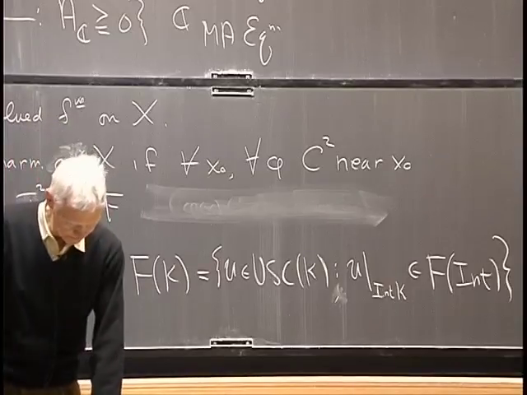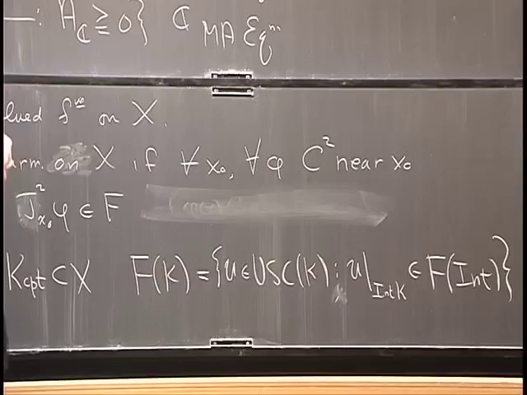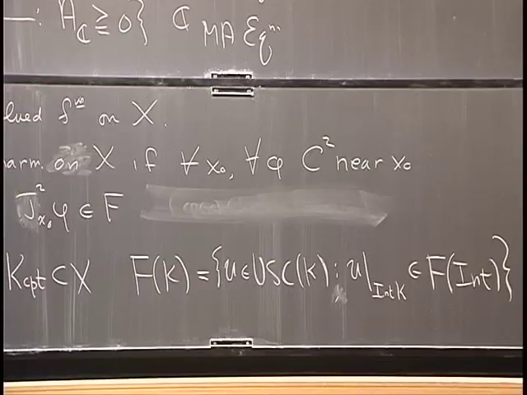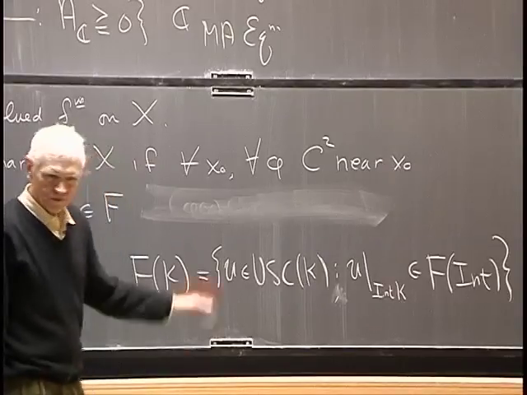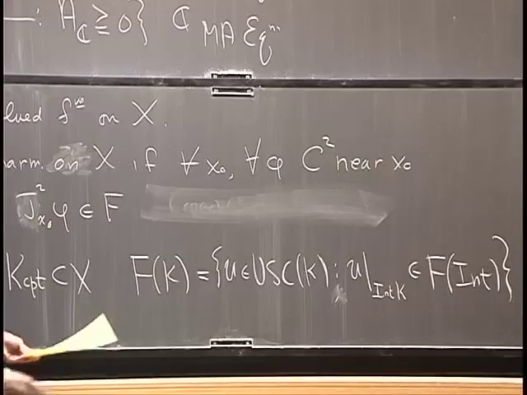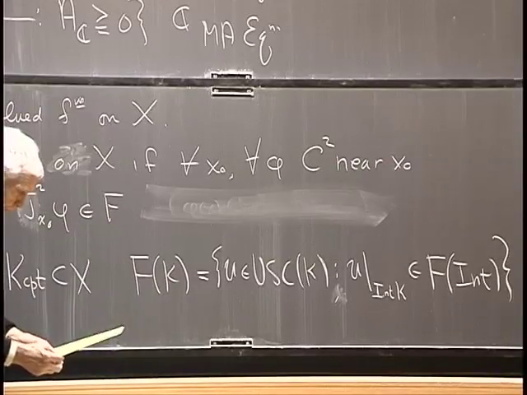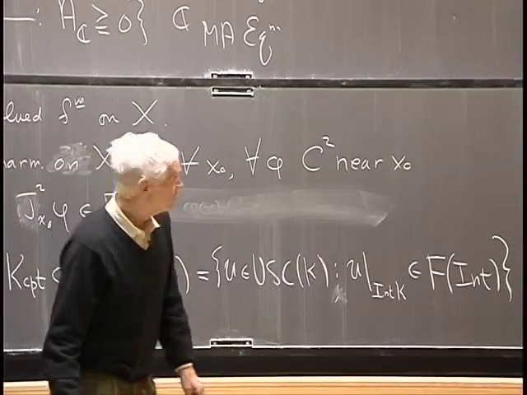So you want me to apply this if K is the closure of the interior? Well, I think it doesn't much matter. We won't be interested in sets with spines, but I don't think I'm going to make any statements that aren't true when K is pathological. The point is that it doesn't have to be something with a smooth boundary. Okay, so what's the theorem?